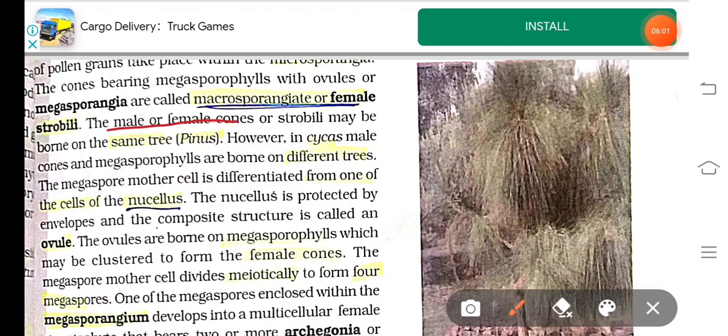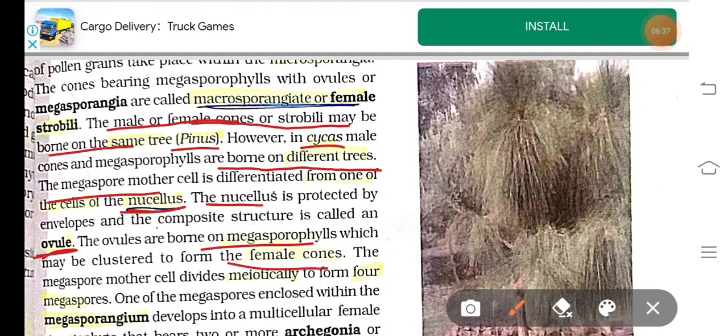Then male or female cones or strobili may be borne on the same tree, as in the case of pinus, or they could be borne on different trees, as in the case of cycas. The megaspore mother cell is differentiated in the nucellus. The nucellus is protected by the ovule, and the ovules are borne on megasporophylls, which cluster, means which make groups, and form the female cones.